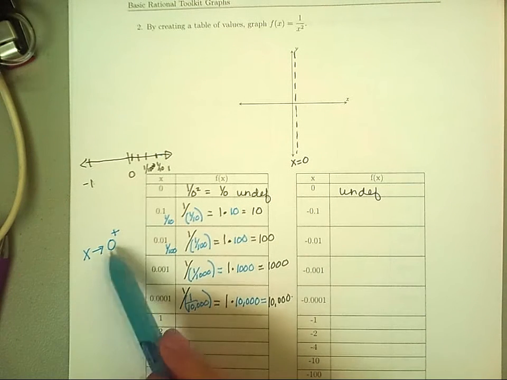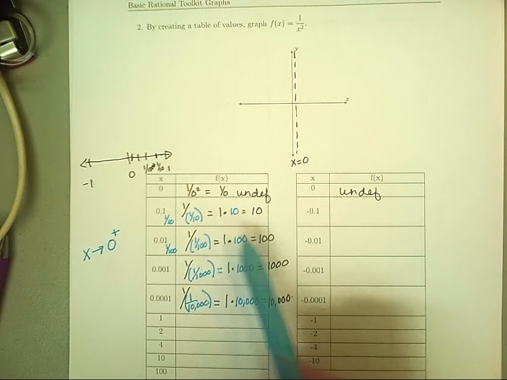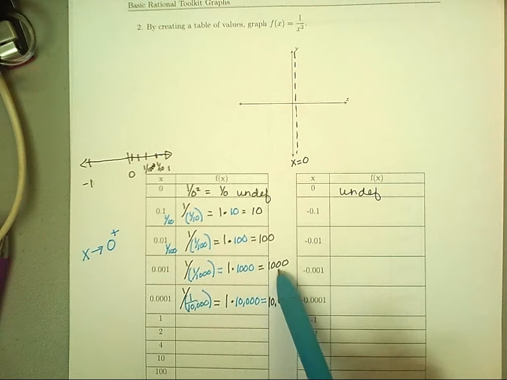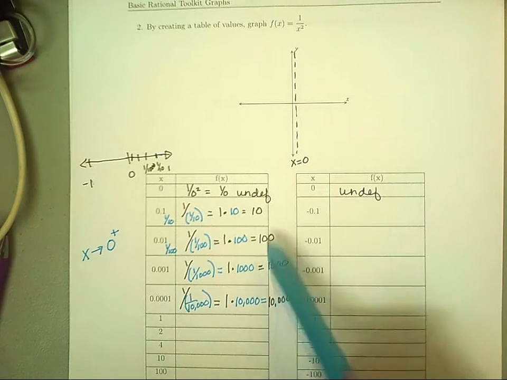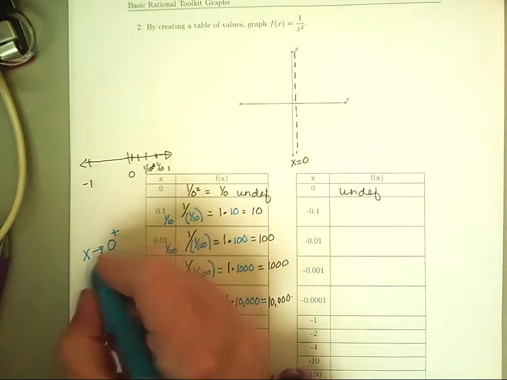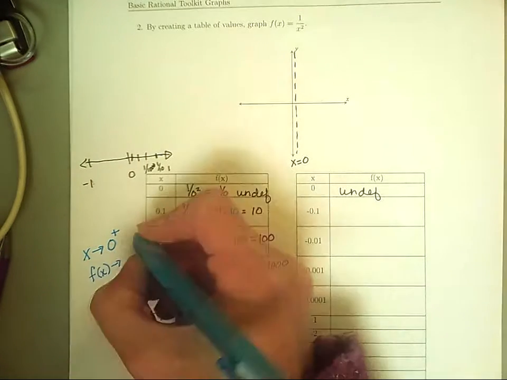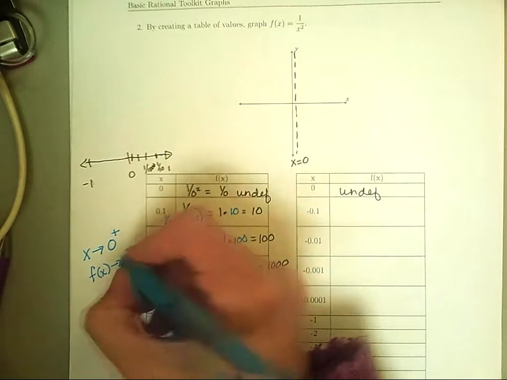So as x is going to 0 from the right-hand side, what's happening to the function values? Well, we go from 10 to 100 to 1,000 to 10,000. I hope you see that as you get closer and closer to 0, the function value is taking off to infinity.